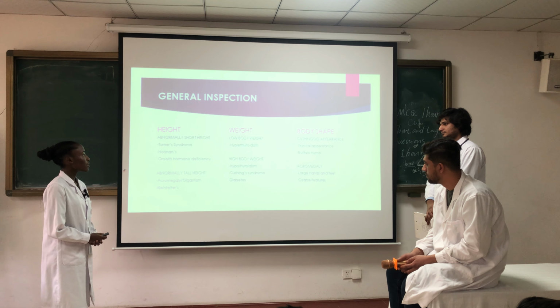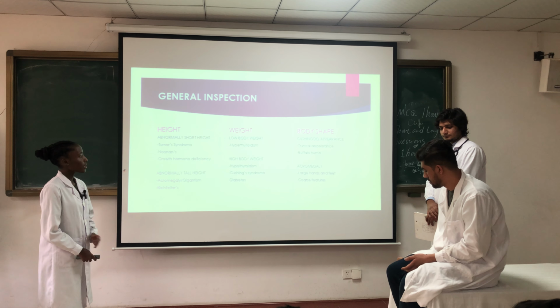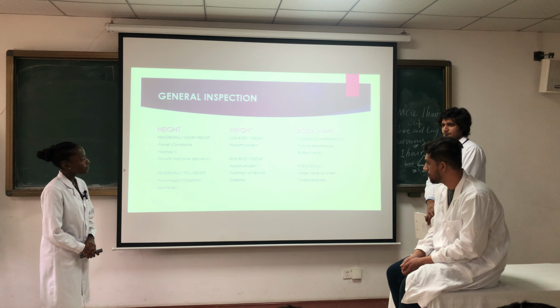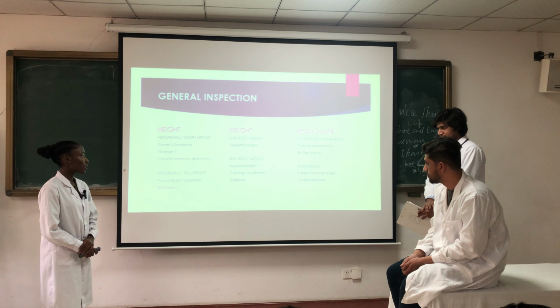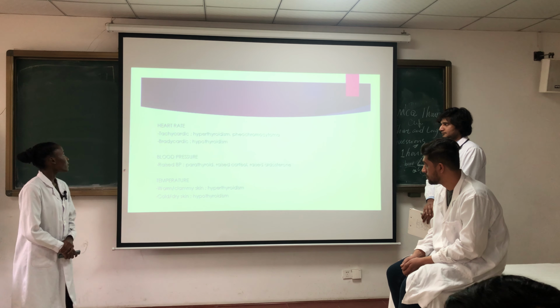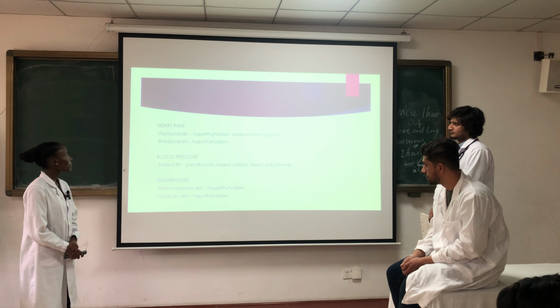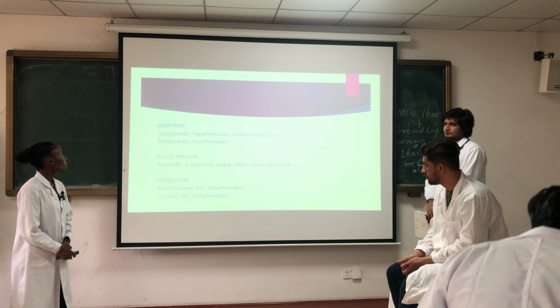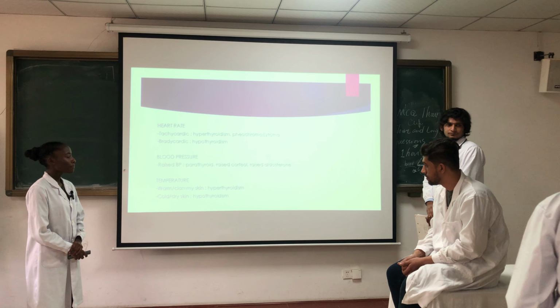Body shape: Cushing's appearance, truncal obesity, buffalo hump. Acromegaly: large hands and feet, coarse features. Heart rate: if you're tachycardic, hyperthyroidism, pheochromocytoma; bradycardic, hypothyroidism.